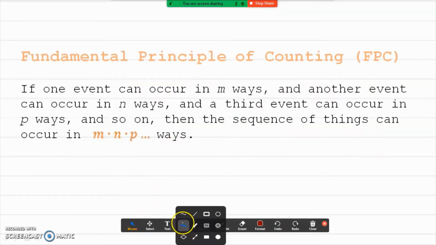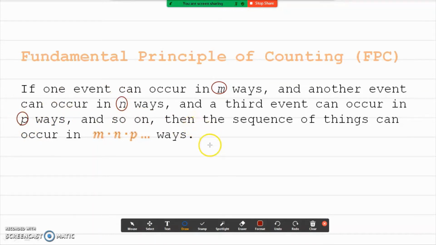The fundamental counting principle states that if one event can occur in m ways, and another event can occur in n ways, and a third event can occur in p ways, and so on, then the sequence of things can occur in m times n times p ways. To understand the fundamental counting principle better, let's have it in examples.